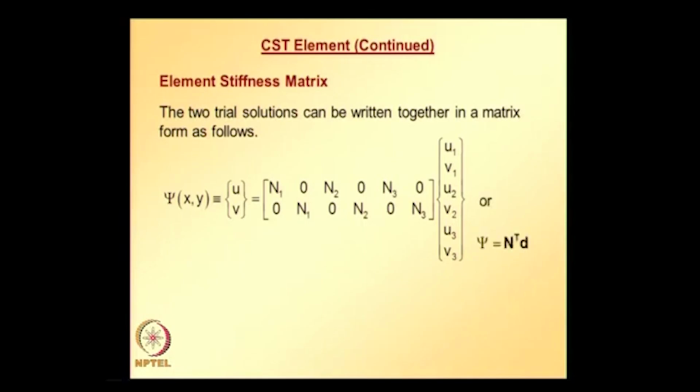Or compactly it can be written as psi is equal to N transpose d, where N is the vector or matrix consisting of all the shape function expressions, and d is nothing but the vector of nodal parameters or nodal unknowns. And this is how displacement in the x direction and y direction can be interpolated using finite element shape functions and nodal values.